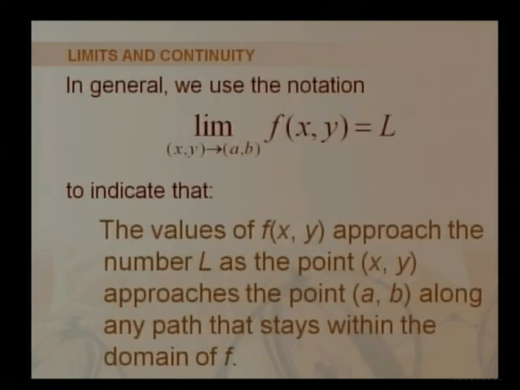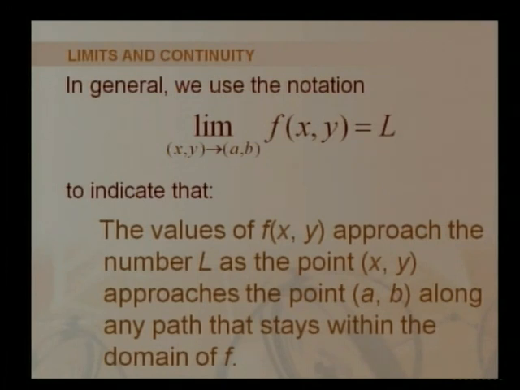Now let us move to the general definition of a function when the limit of a function exists. In general, we use the notation limit (x,y) tends to (a,b) of f(x,y) is equal to L. This indicates that the value of the function f(x,y) approaches the number L as the point (x,y) approaches the point (a,b) along any path that stays within the domain of f.